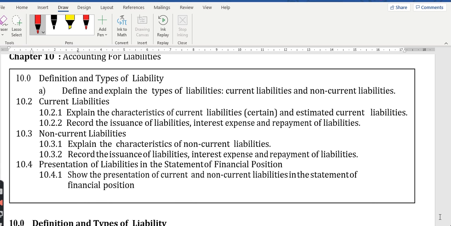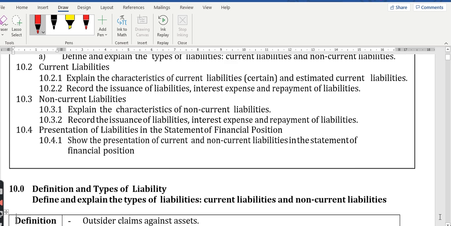And we're going to record the issuance of liabilities, and then we're going to separate the issuance of the liabilities depending on the period of the liability, that is for your current liabilities and also for your non-current liabilities. And finally we'll see the presentation of liabilities in the statement of financial position.